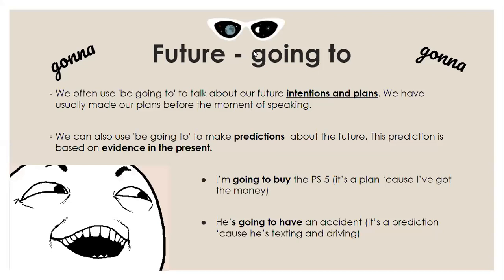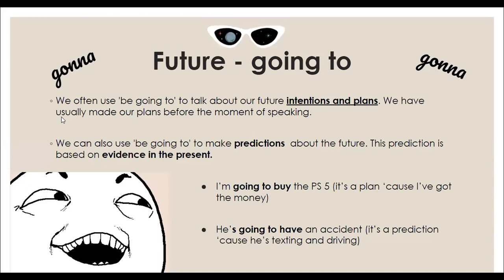First of all, we have going to, or gonna, as it's said informally. We mentioned the example I'm going to buy a PlayStation 4. When we talk about something using going to, we're talking about the future, of course, and we're talking about an intention or a plan. And when we talk about a plan, it means we made the decision before the time we're speaking.